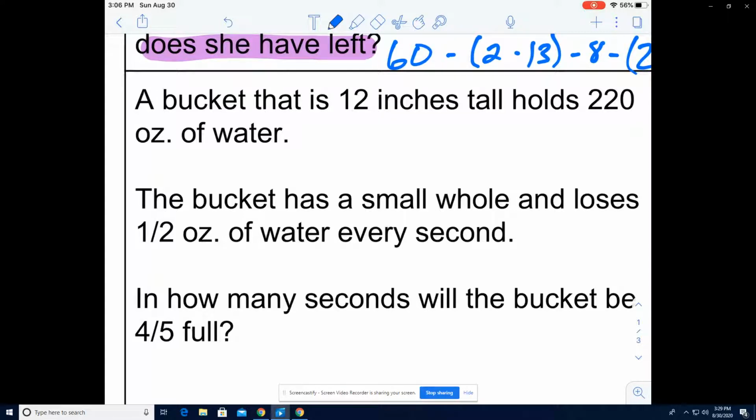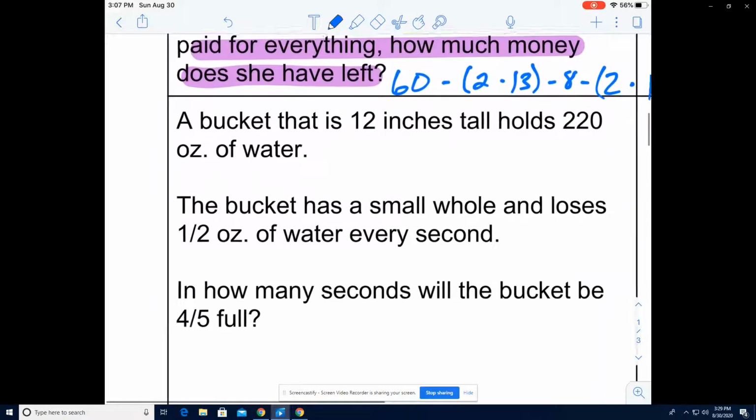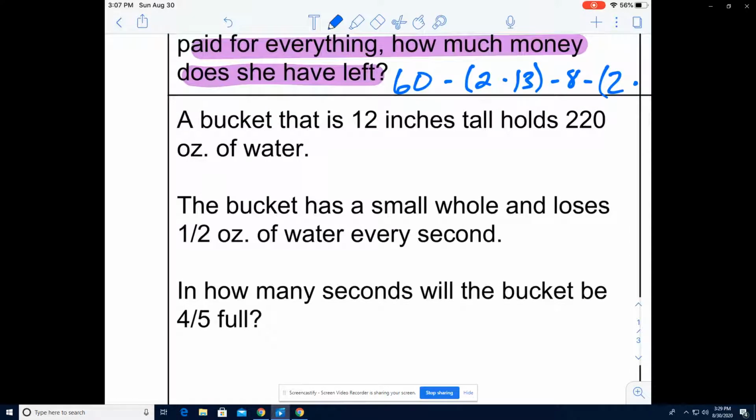So first thing you do is you still read the problem. A bucket that is 12 inches tall holds 220 ounces of water. The bucket has a small hole and loses a half ounce of water every second. How many seconds will the bucket be for a fistful? So there's a couple things you got to know in here. You got to know how much water it loses before you can determine how many seconds it takes.